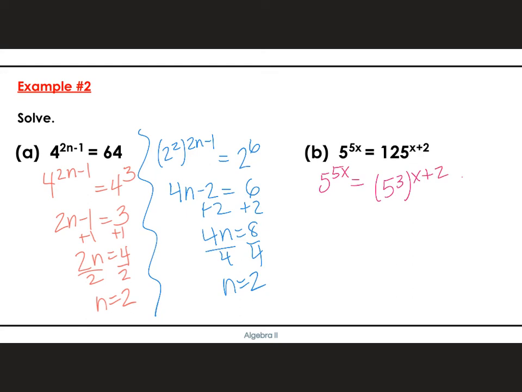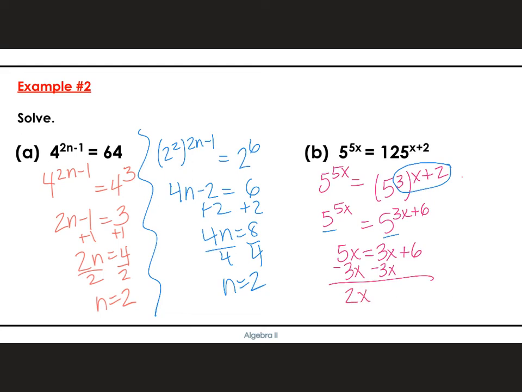So now I need to distribute over here because this is power to a power. So I'm going to have 5 to the 5x is equal to 5 to the 3x plus 6. So my bases are now the same. So now my exponents can be equal. So that means that 5x is equal to 3x plus 6. I'm going to subtract 3x. So 2x is equal to 6. Divide both sides by 2. So x is equal to 3.